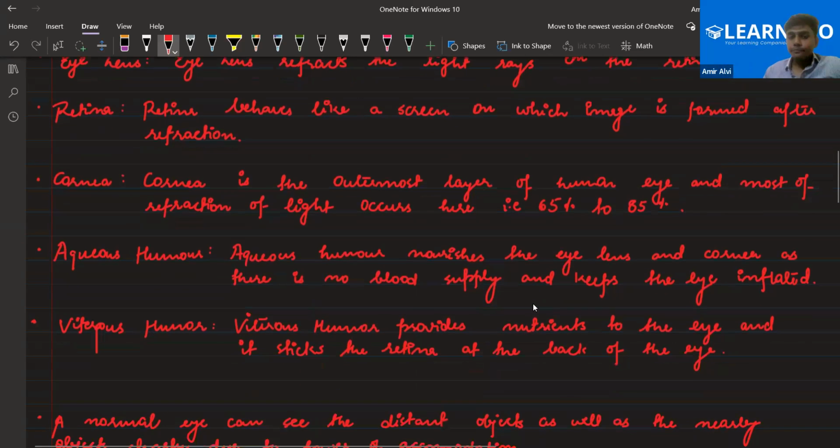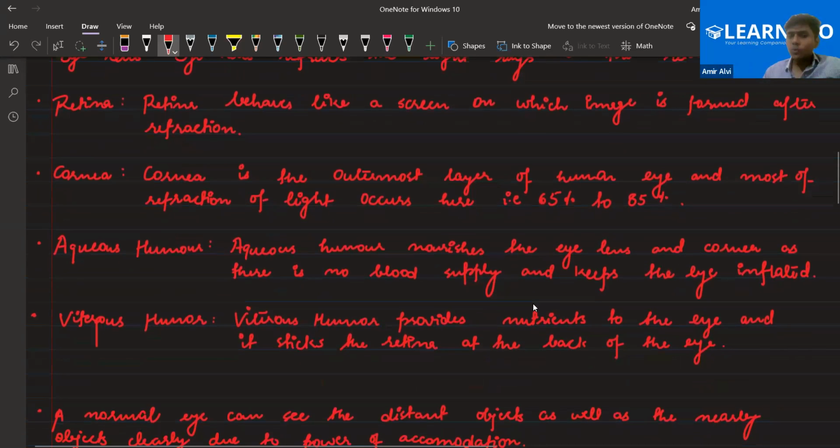Next is aqueous humor. So aqueous humor is a kind of jelly-type liquid, like the fragrance gel that we use in our car. It's like that jelly thing present in the eye. It basically nourishes the lens and the cornea, because our lens and cornea do not have any blood supply, so they need to survive.